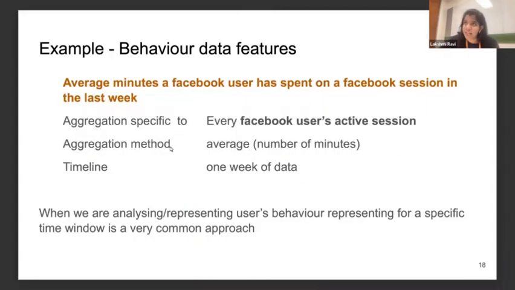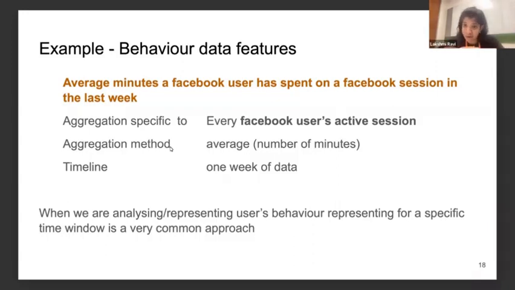An example of behavior features is how much time a particular user spends on Facebook. We have three things here. What is the aggregation specific to? It is very specific to this one particular user's session. And what is the aggregation method? You are taking the average or the sum of the total number of hours or minutes that is spent, or the average minutes a particular user spent for every day or so.